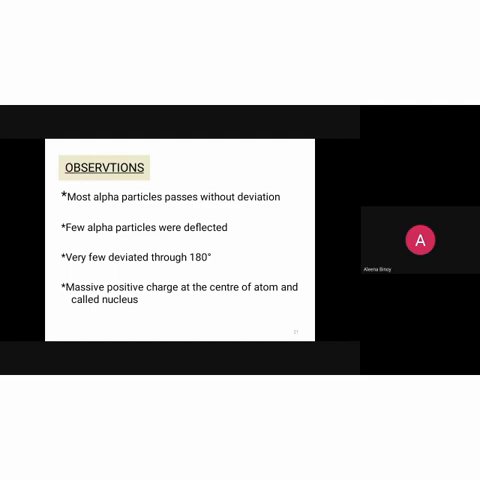Only very few alpha particles were rebounded. That means only a few particles were deviated through 180 degrees. This concludes that the nucleus is very small compared to the volume of the atom. So next slide, please.